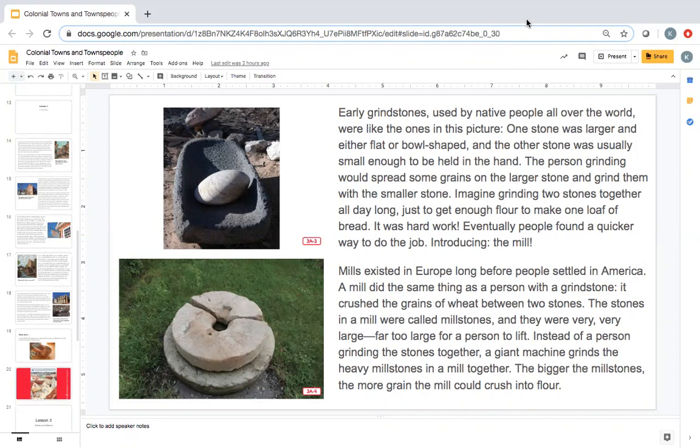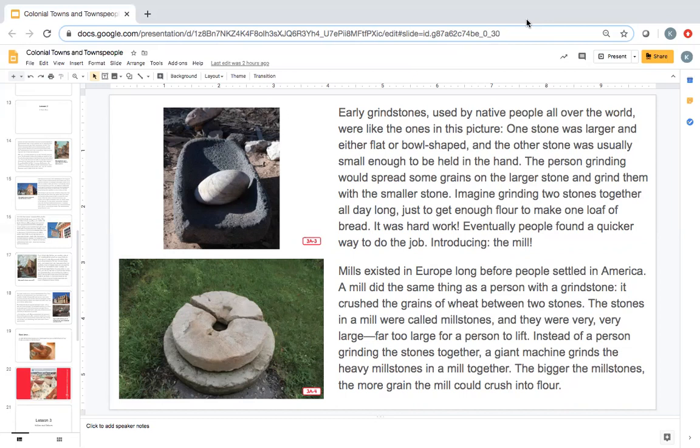One stone was larger and either flat or bowl-shaped, and the other stone was usually small enough to be held in the hand. The person grinding would spread some grains on the larger stone and grind them with the smaller stone. Imagine grinding two stones together all day long just to get enough flour to make one loaf of bread. It was hard work. Eventually, people found a quicker way to do the job, introducing the mill.